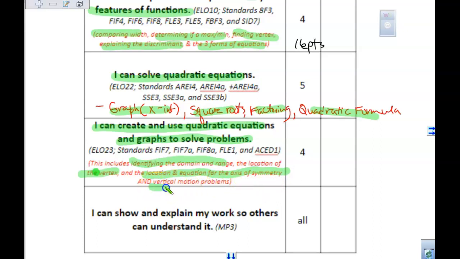And it's also going to be these vertical motion problems, like when does the cannonball get to the ground? How much time does it take to get to the maximum height? Anything along that line is going to be in those questions also.